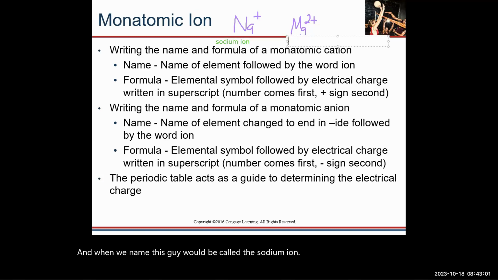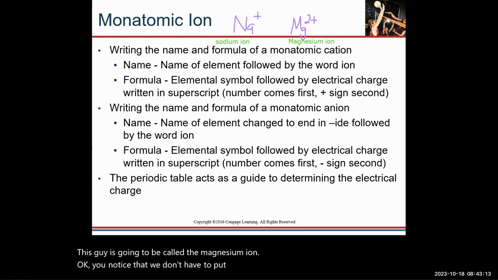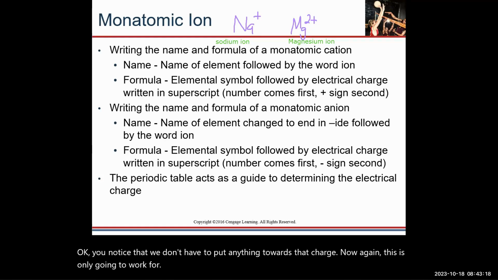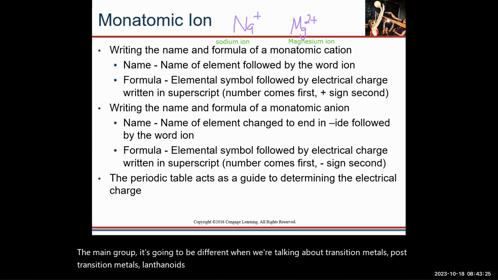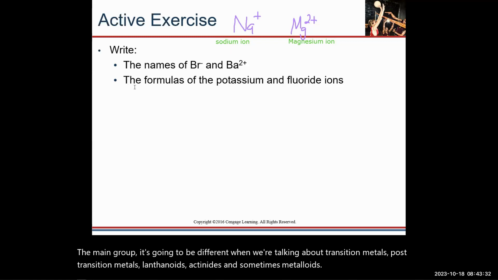This guy's going to be called the magnesium ion. Okay, you notice that we don't have to put anything towards that charge. Now, again, this is only going to work for the main group. It's going to be different when we're talking about transition metals, post-transition metals, lanthanoids, actinoids, and sometimes metalloids.